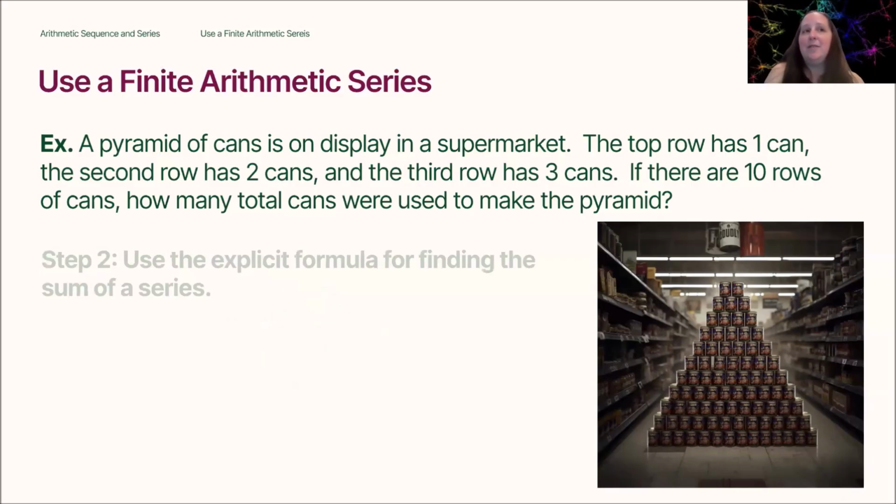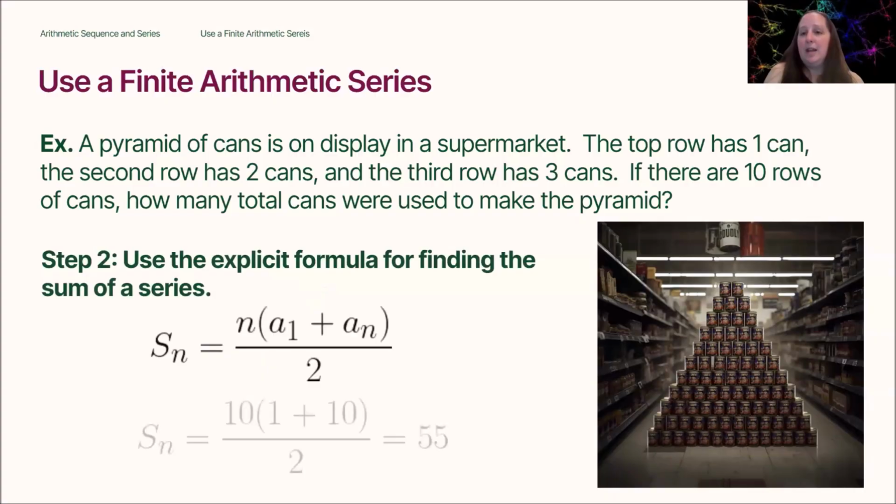I can then use that information in my sum by substituting 10 for n, 1 for a sub 1, 10 for a sub n, and solving. So I get 55, which means there are 55 cans in my pyramid. Of course, you can go through and count 1 plus 2 plus 3 plus 4 plus 5 plus 6, because your common difference is 1 every single time.